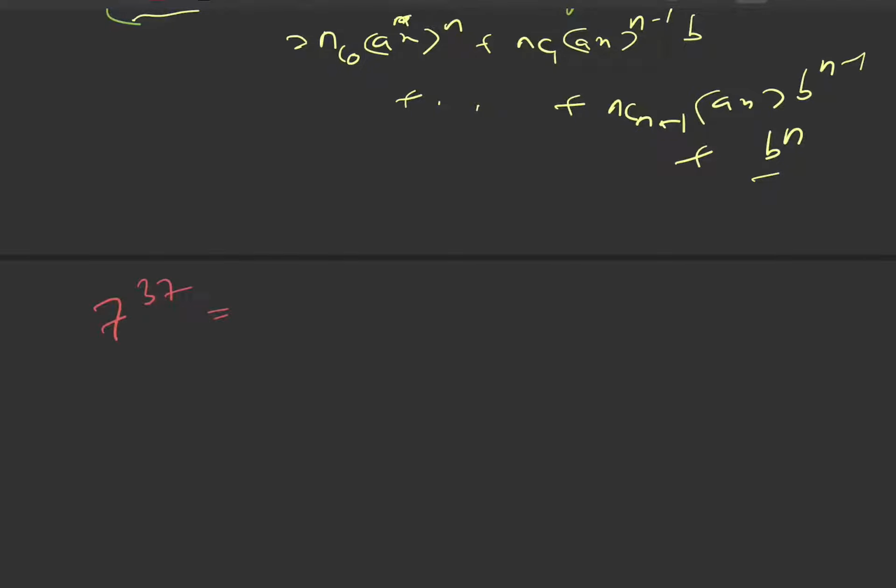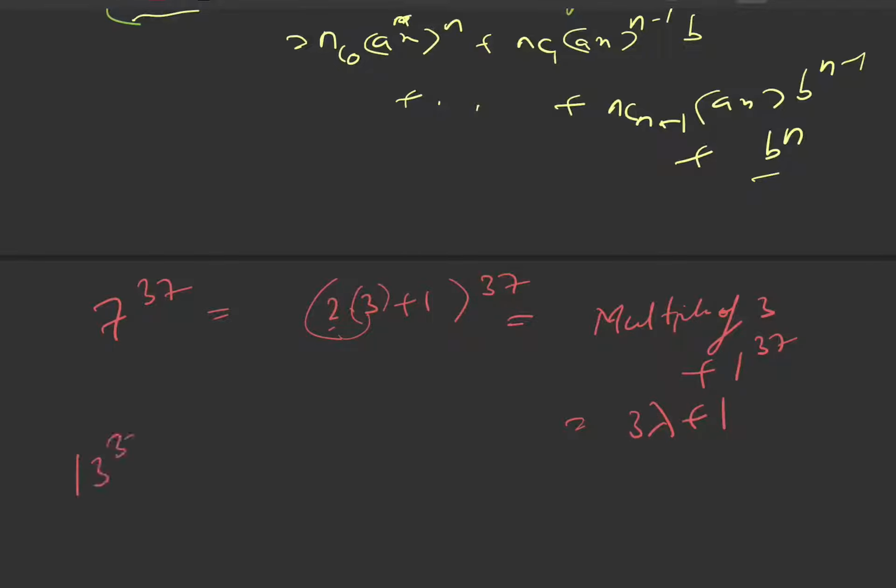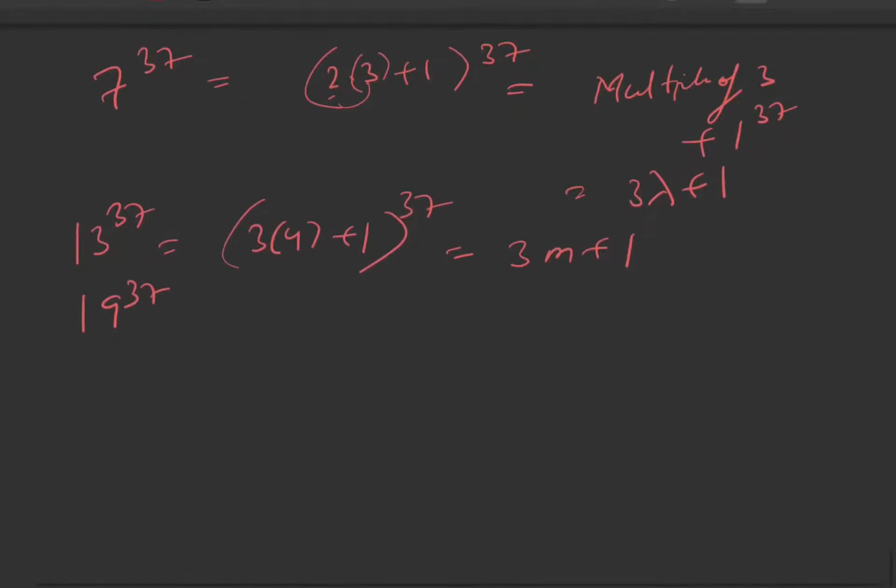So 7 power 37, this is what? 2 into 3 plus 1 whole power 37. So this is (ax plus b) whole power n, so this is a multiple of 3 plus 1 power 37, that is 3 lambda plus 1. Similarly, 13 power 37 is also 3 into 4 plus 1 whole power 37, so this is some 3m plus 1. And 19 power 37 is also what? A 3 multiple plus 1 whole power 37. So this is also a 3 multiple plus 1.